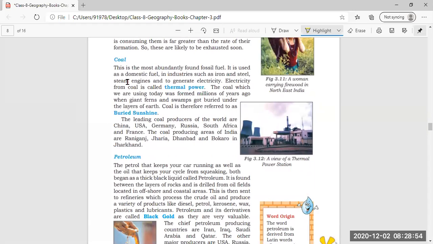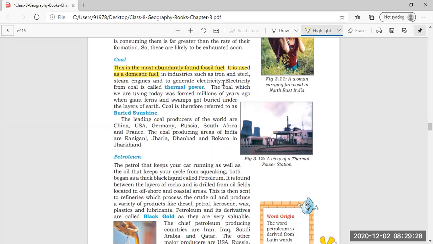Now, first, coal. This is the most abundant fossil fuel. It is used as a domestic fuel. Which fuel is used as a domestic fuel? Coal is used as the domestic fuel, and in industries such as iron and steel, and steam engines to generate electricity. For all these purposes coal is used, and that is why it is said to be the most abundantly found fossil fuel, meaning it is found in large quantity.